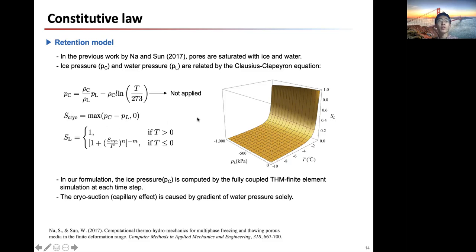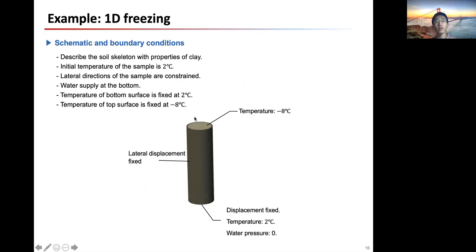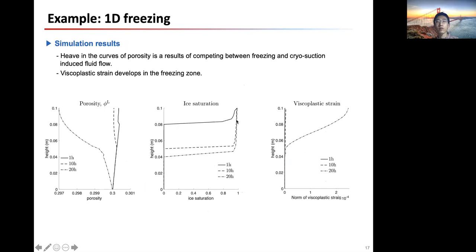So let's look at 2 examples. First is 1D freezing. We have a cylindrical sample which is fixed at the bottom with lateral displacement fixed. It is initially at 2 degrees, and I apply a temperature of -8 degrees on the top. So the freezing will start from top to bottom. We allow water supply at the bottom. Here are the results. As time goes by, from 1 hour to 10 hours to 20 hours, we can see that the freezing zone develops deeper down.